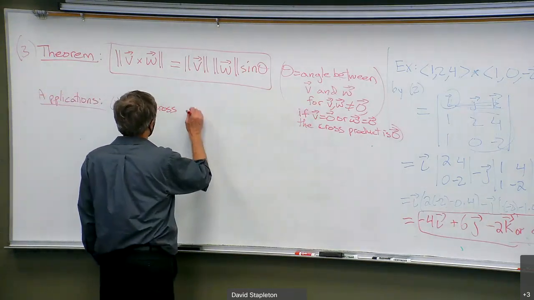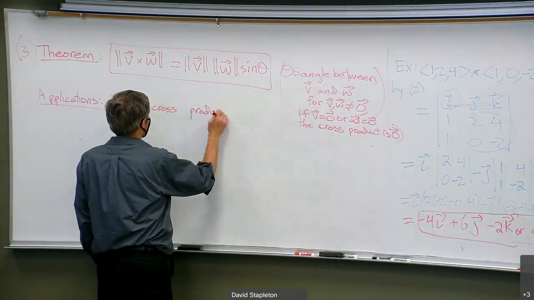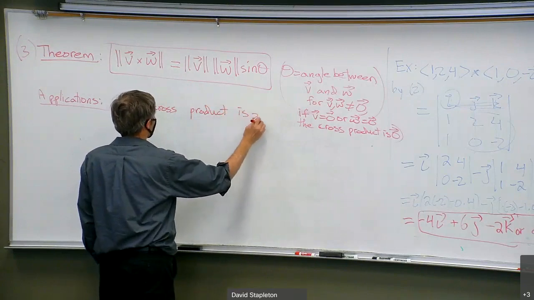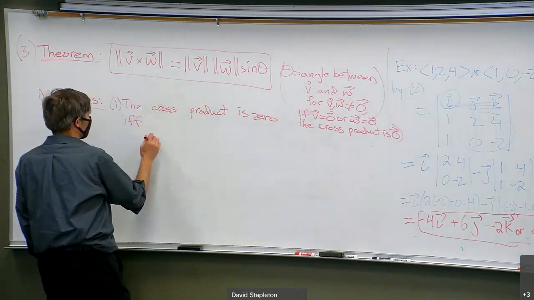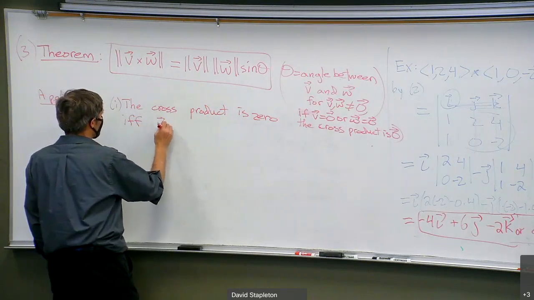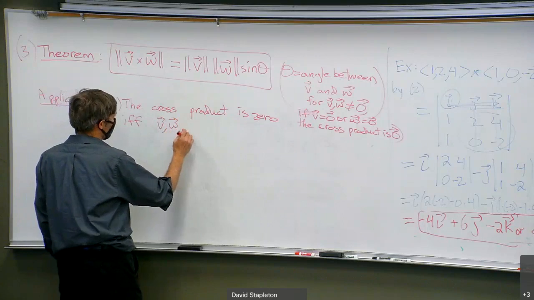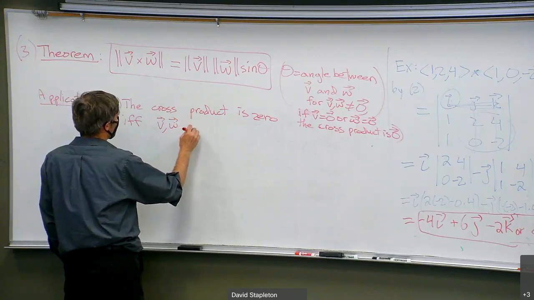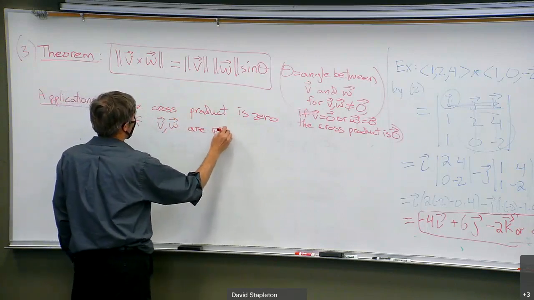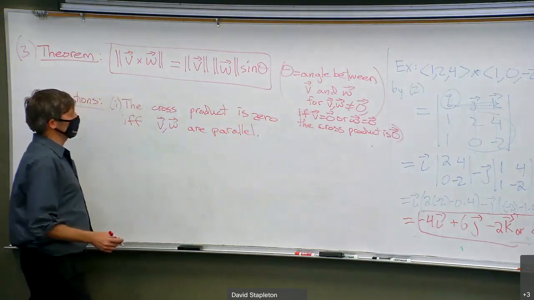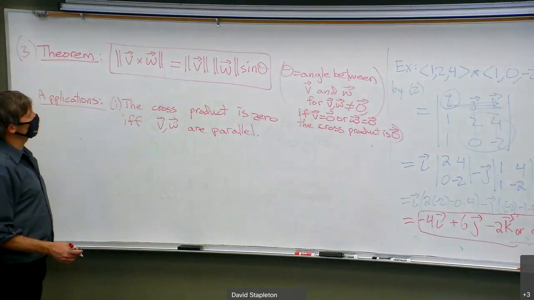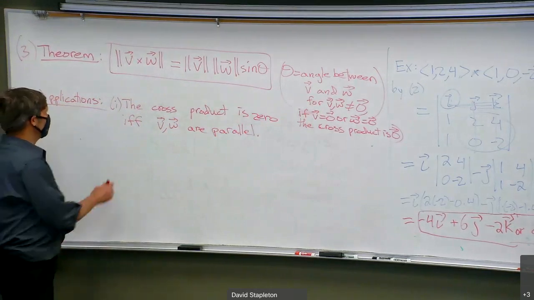Similarly, the cross product is zero if and only if v and w are parallel, including that the zero vectors are parallel to every vector. Dot product zero when they're perpendicular, the cross product zero when they're parallel. And you can see exactly why, right?